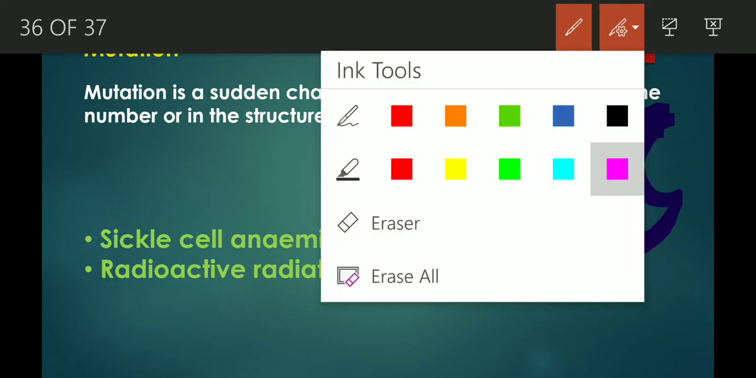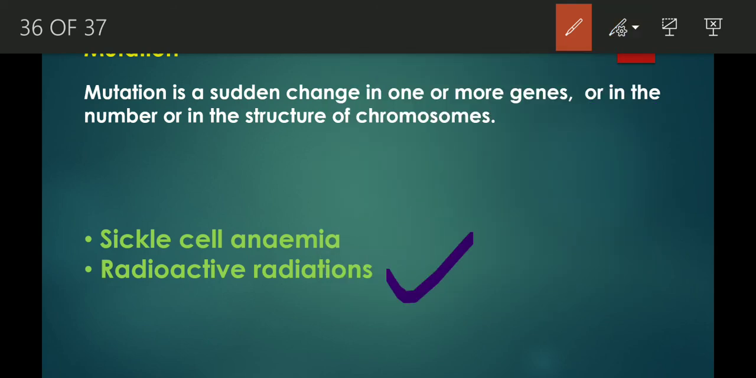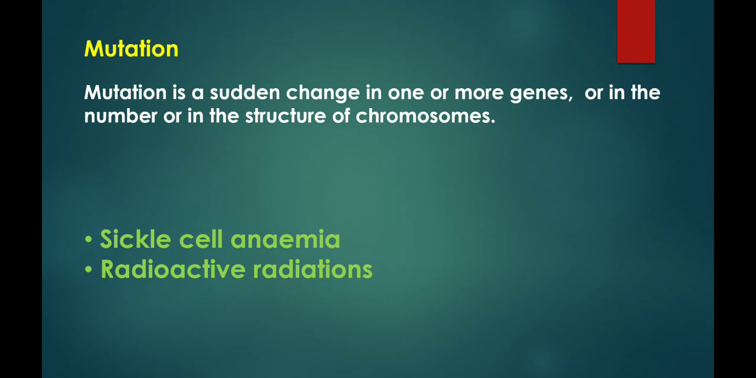Next is the radioactive radiations. These radiations can alter the gene structure and also alter the effect of the genes, generation after generation. One very good example is the Hiroshima Nagasaki bombing that occurred during World War II in Japan in 1945, that had led to a number of deformities in the body of the plants and animals which are still persisting. So these are the two examples of mutations.